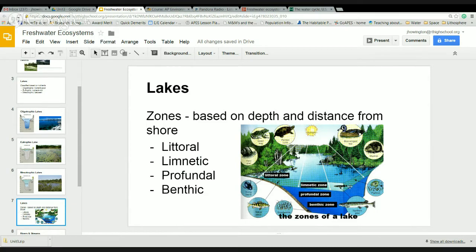Then we have the limnetic zone, which is out in the middle of the lake, and it's the very top layer.